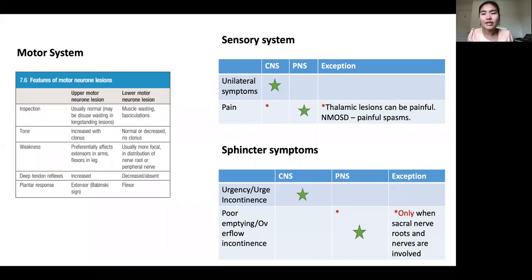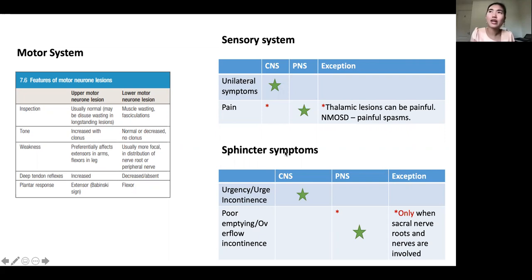Another exception is neuromyelitis optica spectrum disorder. That's a central nervous system demyelinating disorder. So although it's a central nervous system problem, in that particular condition, patients can present with painful spasms.